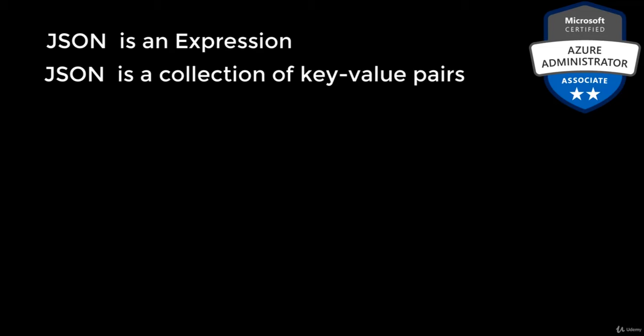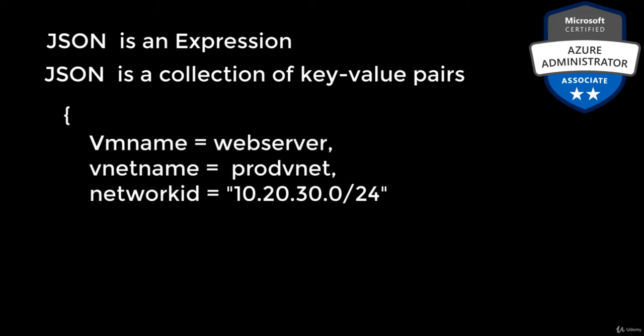Let's talk about this with an example. A key value pair may look like this. A virtual machine name is web server. A virtual network name is prod vnet. A network ID is 10.20.30.0/24. So that's how key value pairs look.